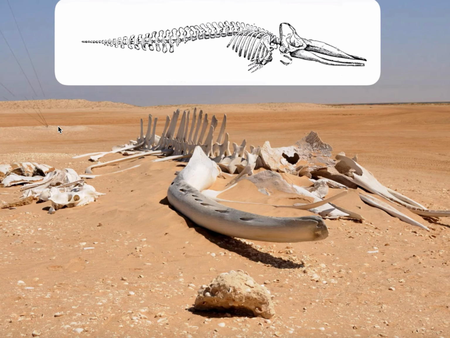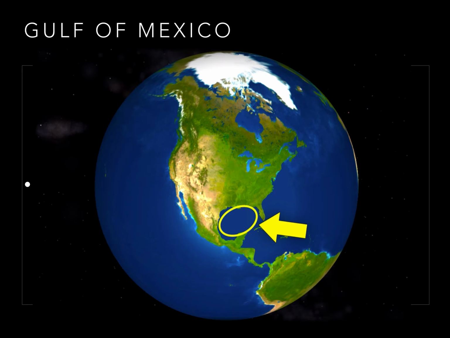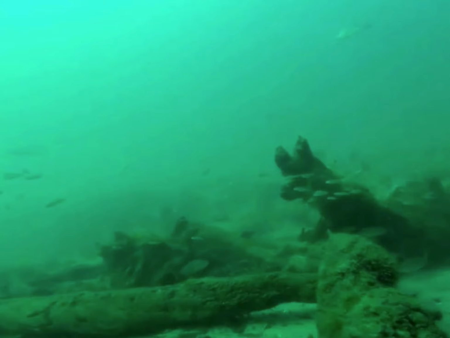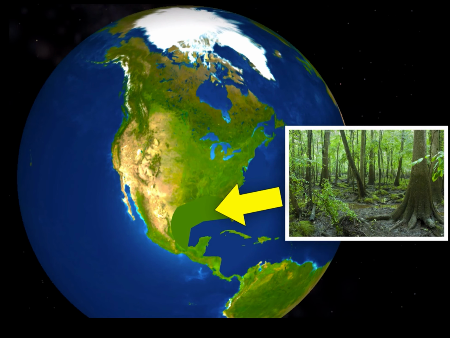So what does that tell us? Why is there a whale in the desert? Well, it's not that somebody suddenly placed the bones there. It's that this desert used to be an ocean. Now let's travel to the ocean, specifically the Gulf of Mexico. And what did scientists find there? They found fossilized wood. They found a forest. So that tells us that the Gulf of Mexico actually used to be a forest.